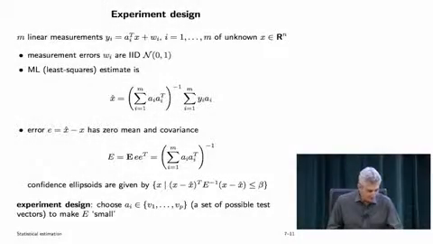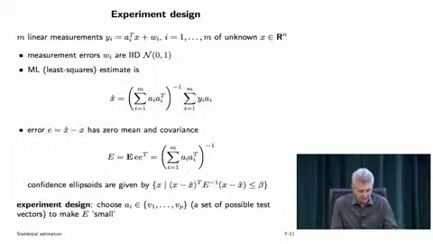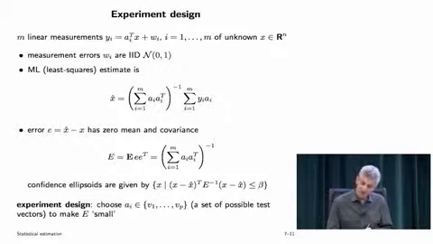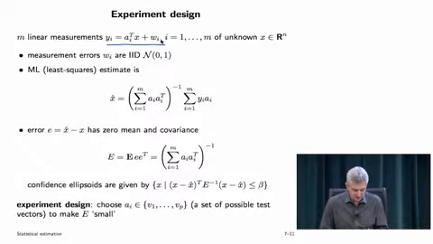We're going to go to our last sample here of topics. It's actually a very interesting one. It's experiment design, and it's in a very specific setting. You get a simple problem, but it's quite interesting. It's very good to know about, and it's extremely useful. So it's this. We're going to have M linear measurements, a bunch of measurements.